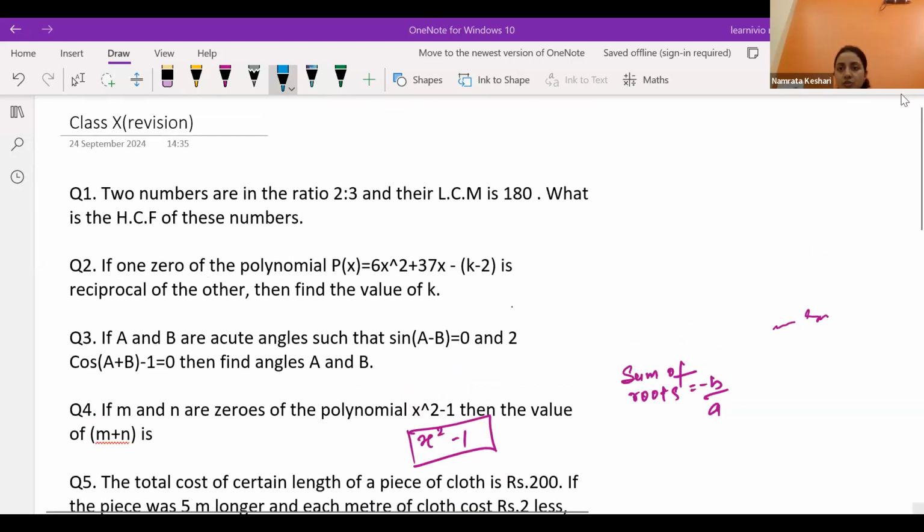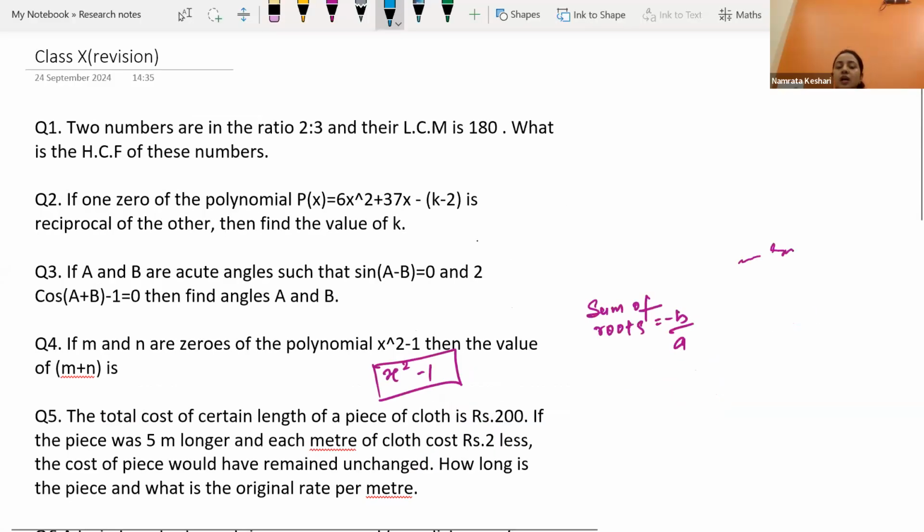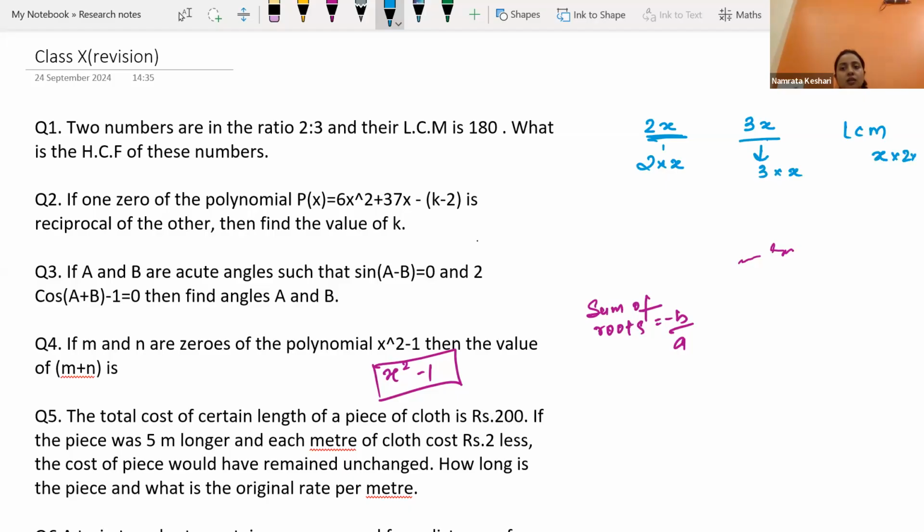Let me explain the questions quickly. So two numbers are in a given ratio. You can take one of the numbers as 2x, another number as 3x. Now, if you observe these numbers carefully, we will factorize this number, it will be 2 into x. We will factorize the other number, it will be 3 into x. Now, LCM means the common factor as well as all the remaining terms. That means LCM will be 6x. That LCM is given as 180. So 6x is 180. We will be getting x from here, which is 30. Not 80, just 30.